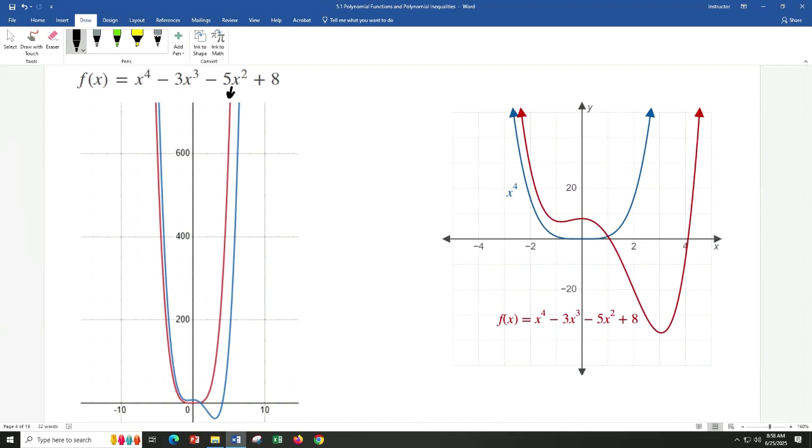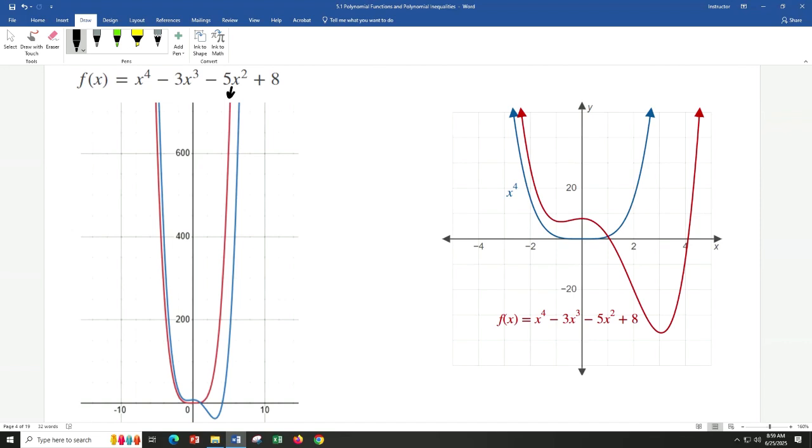Notice though, this is the base function, the red, which is x to the fourth. That's what it would look like with nothing happening to it. It's just x to the power of 4. That's it. We're going to graph it. There we go. Same thing for the blue over here. There's our base one. This other one here is with all that other junk added to it.